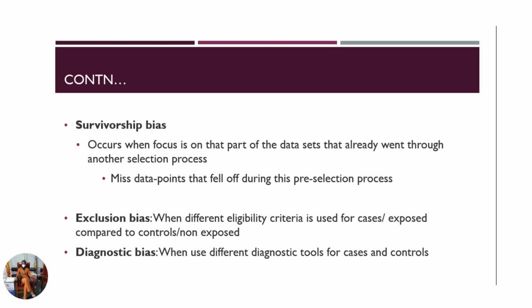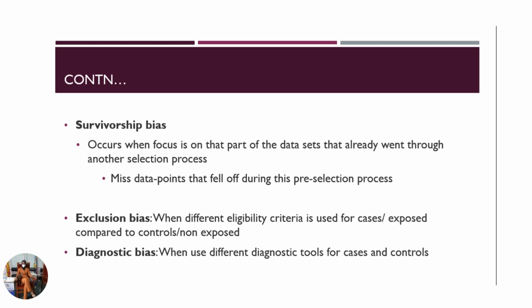Then we have survivorship bias. Survivorship bias occurs when you focus on the part of the data sets that already went through another selection process. For example, when you use records, already recorded data, they have already decided what to add in the reports and what not to add. And you're using that data to conduct your study. So it leads to survivorship bias because the people who recorded that data initially may have missed out some information.